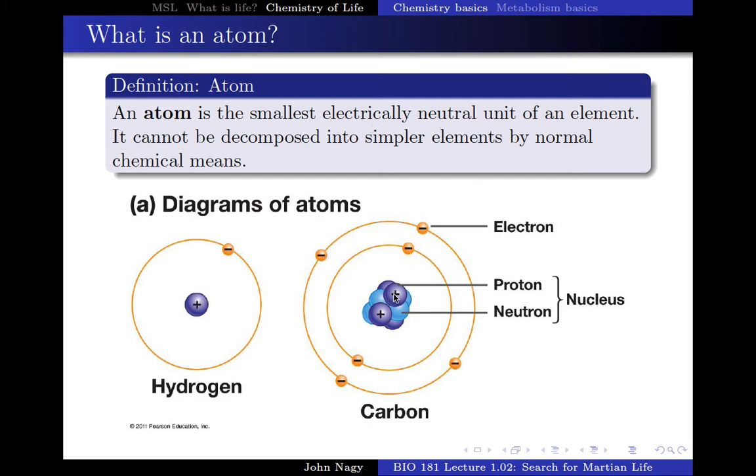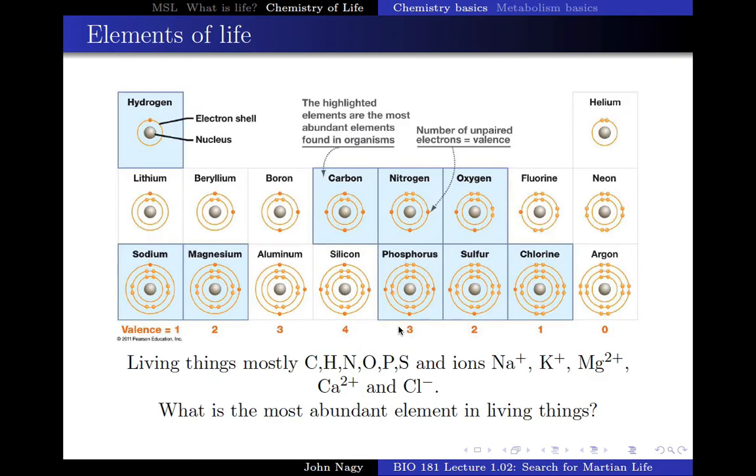So how did I know that this had 6 protons? Because it had 6 electrons. The electrons are all -1. Therefore, since it's electrically neutral, it must have 6 plus 1. That means it must have 6 protons. So that is what an atom is, and again, most of you have seen that sort of thing before.